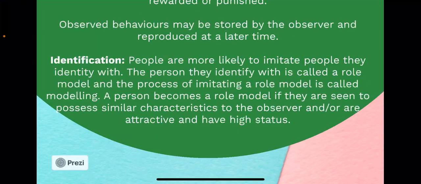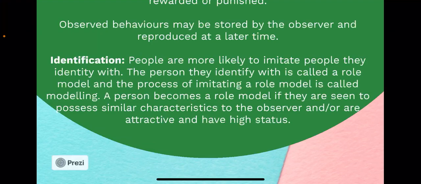Finally, we have identification. People are more likely to imitate people they identify with. The person they identify with is called a role model. And the process of imitating a role model is called modelling. Also, the behaviours that the role model shows or displays is also known as modelling. A person becomes a role model if they are seen to possess similar characteristics to the observer and or they are attractive and have high status.